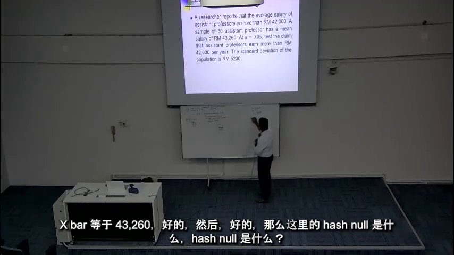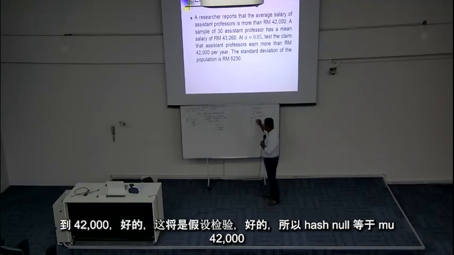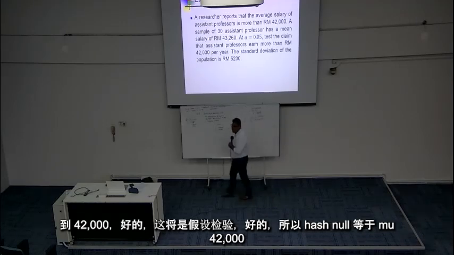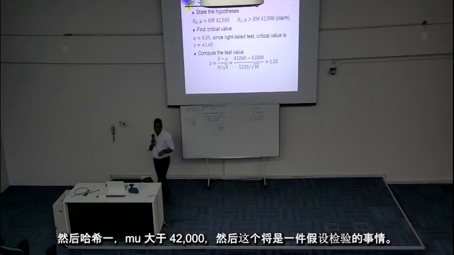So what is H null here? The average, right? The average is equal to 42,000. H alternative, this is more than, so mu is more than 42,000. This will be the hypothesis testing. So H null is mu equal to 42,000, and H1 is mu more than 42,000, and this one will be the one tail hypothesis testing.